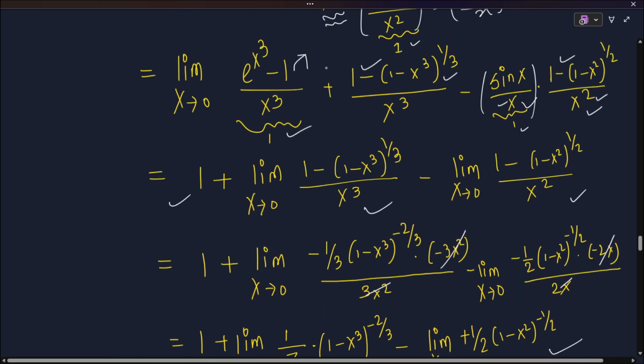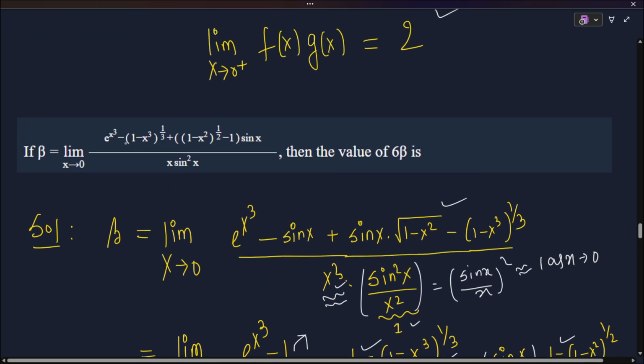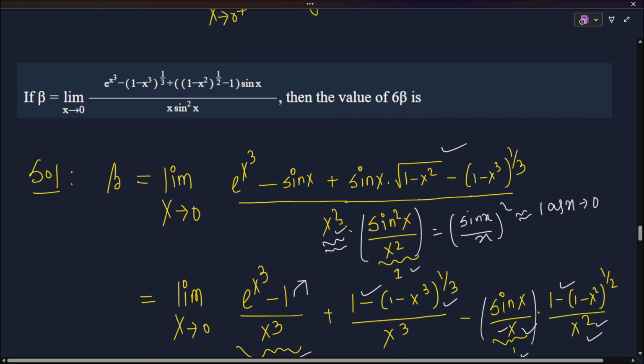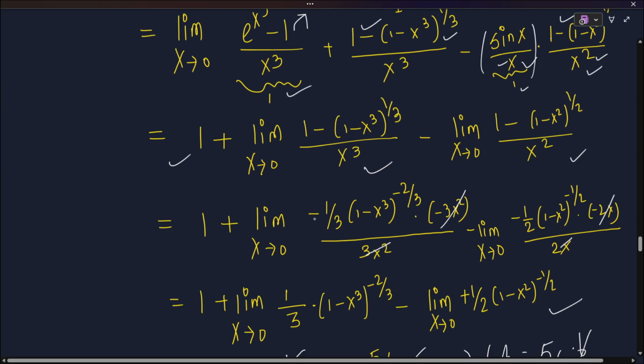Another simple problem, and even if you wanted, you could have done the differentiation directly here. But it's better to just eliminate the sine square by x square term first and then do the differentiation, because that would save a lot of effort.